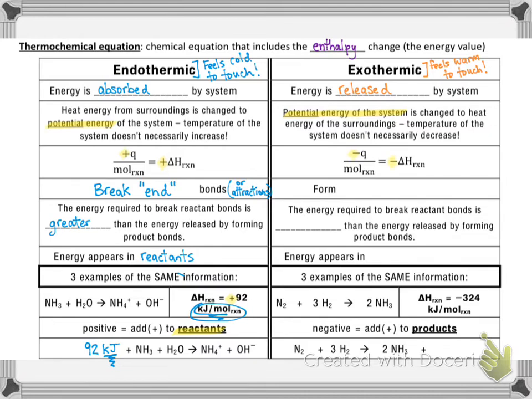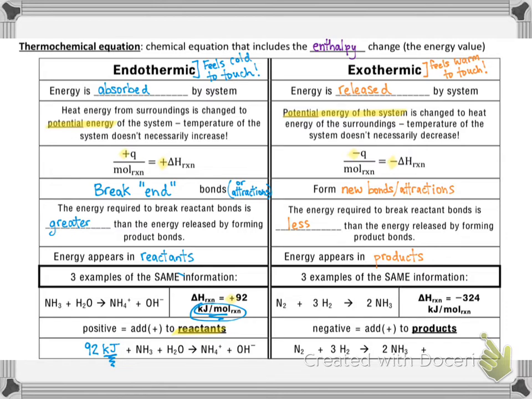So it is always going to be an exothermic process when you're forming new chemical bonds or new attractions. And in an exothermic chemical change, the energy required to break the reactant bonds is less than the energy released by forming the products. And so, of course, because energy is being produced, energy appears on the product side of your thermochemical equation. Well, let's look at an example exothermic process.